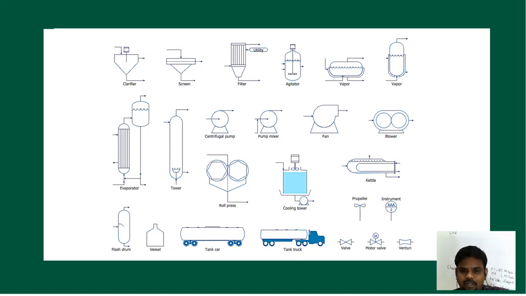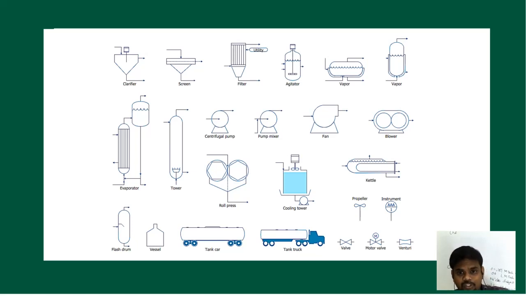In a spray tower, if you want to express fluid mechanics parts like centrifugal pump, mixer, fan, blower, roll press, cooling towers, kettle, propellers, instruments, how to represent them. If it is a simple flash drum, how to represent it. If it is a vessel, how to represent it. So you can see the diagram here.